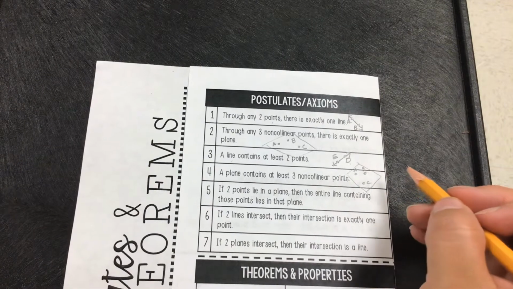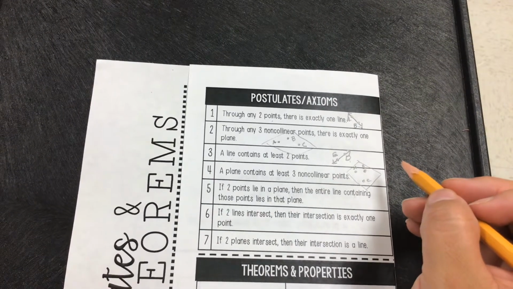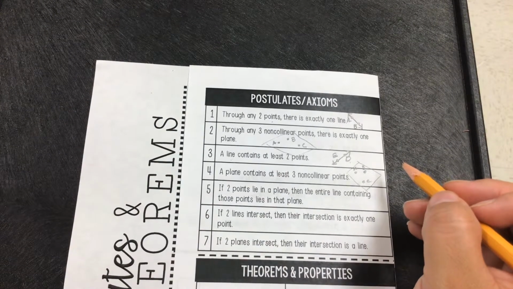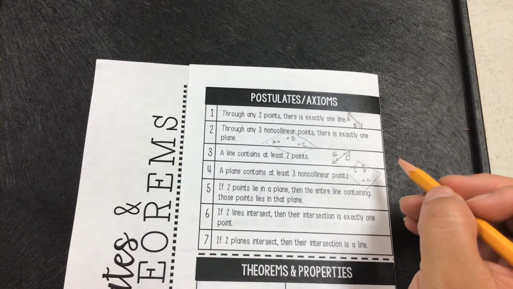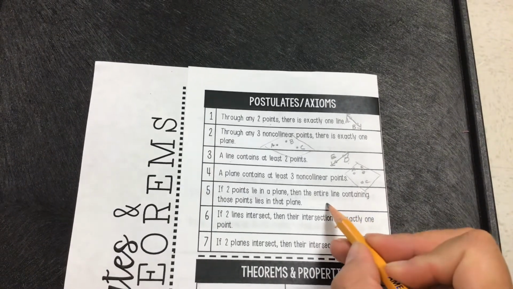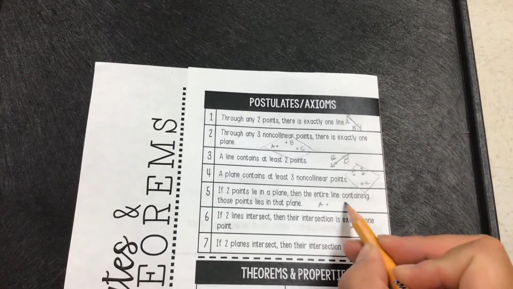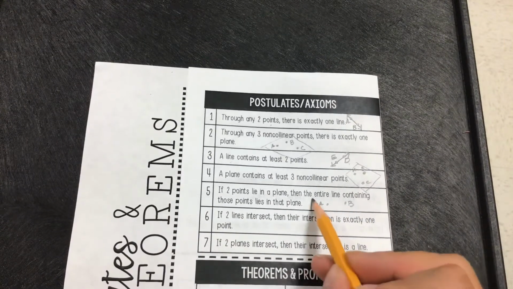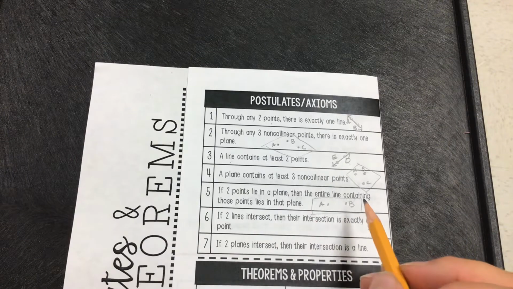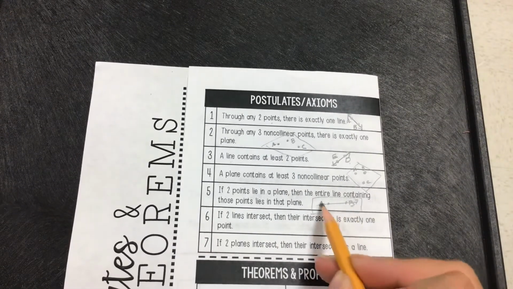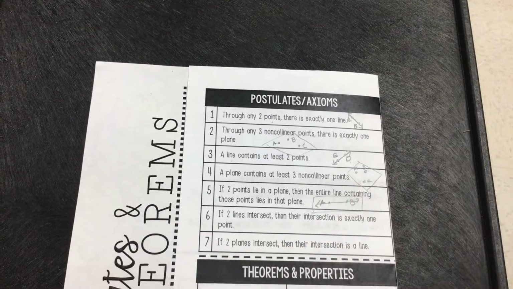Number 5, if 2 points lie on a plane, then the entire line containing those 2 points lies in that plane. So what does it mean? You have 2 points, A, B. If they're in the same plane, then the line that is formed with them is also on that plane.